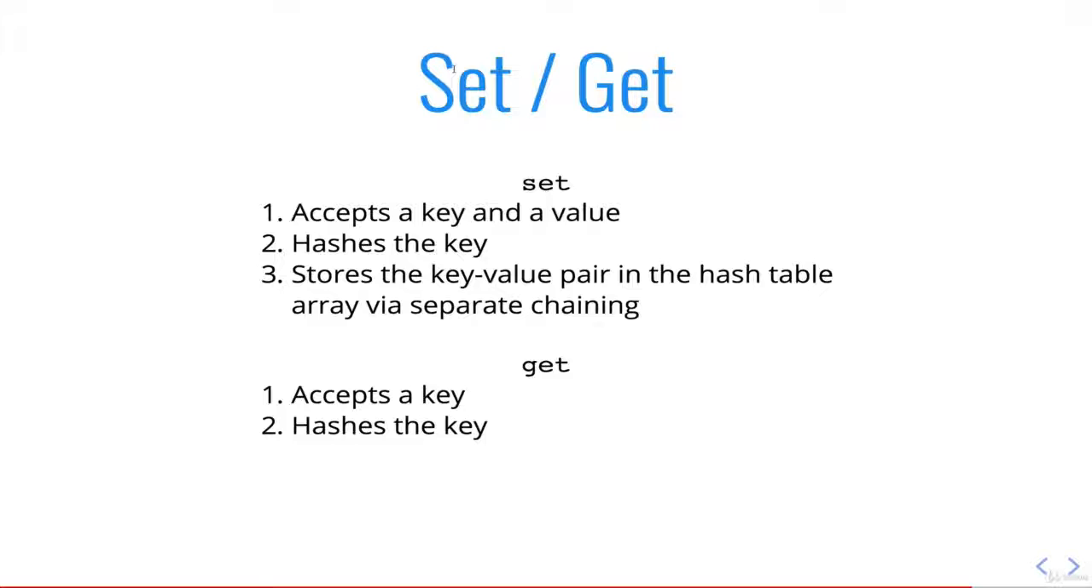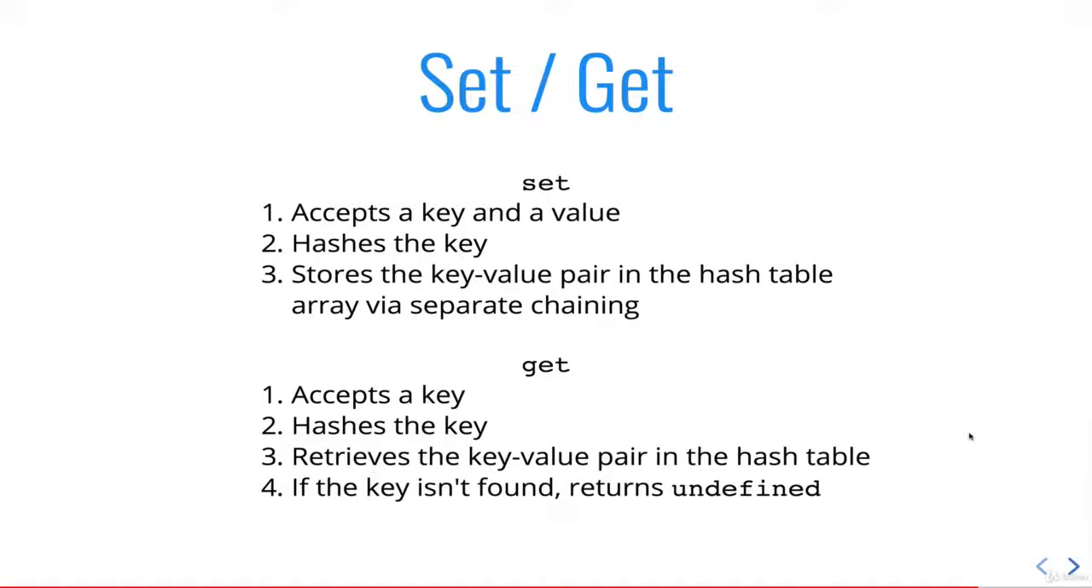Otherwise, we need to return the value itself, which depends on how many things are in there, because with the way we're doing this with separate chaining, there could be 5 or 10 values or more, doesn't really matter, inside of this one index. So we need to find the correct key and value inside of that index in a nested list. So retrieve the key value pair and then return it, and return undefined if you can't find it.